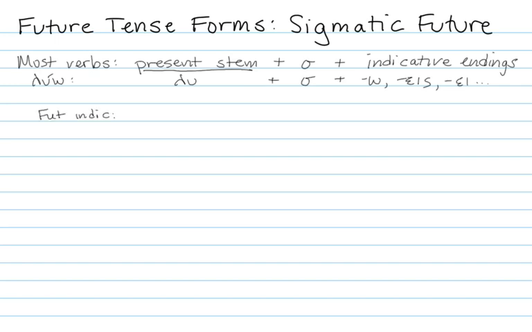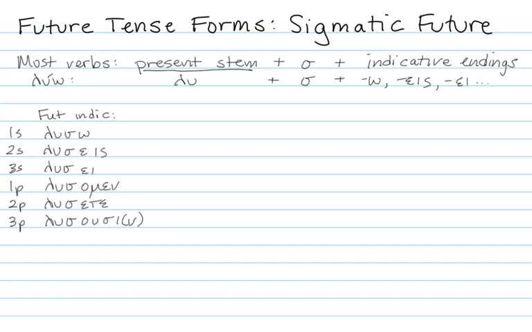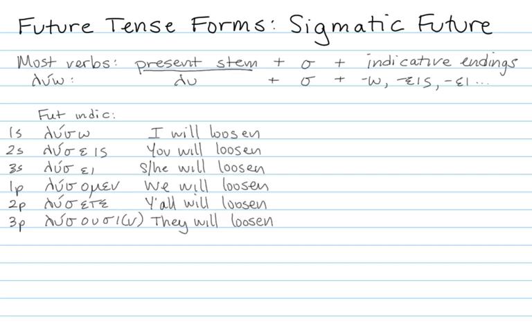So here's a chart of the full future indicative. So we've got my future stem luso, plus the endings that you know and love. And the translation of those would be luso, I will loosen, luseis, you will loosen, lusei, he, she, it will loosen, etc. Follow a similar pattern to get the infinitive.